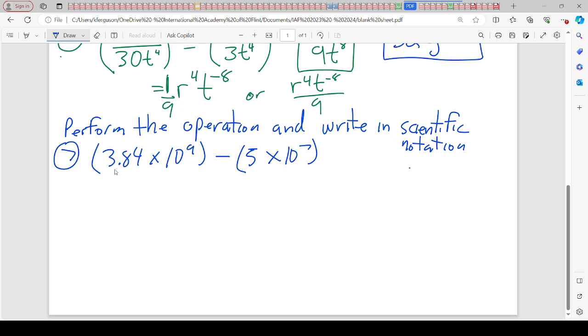Now, when I take places away, I need to move my decimal. So right now, I've got 3.84.